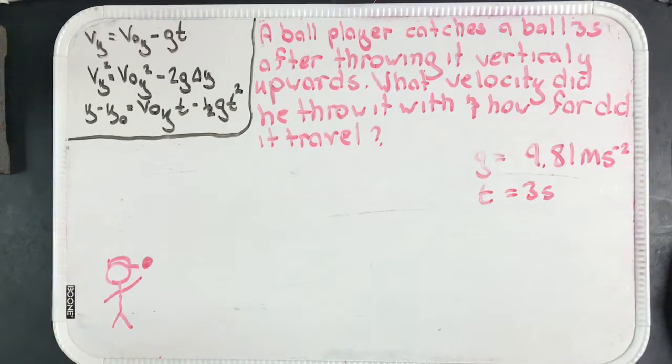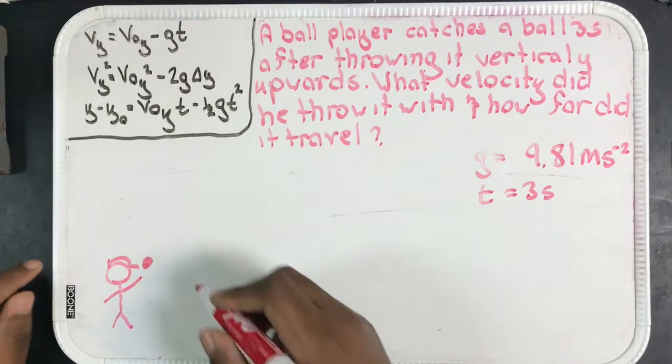And we only know the time that the ball is out of his hands in the air. The time that it takes for the ball to leave his hand and come back to his hand is 3 seconds. So other than that, we're pretty much in the dark here. However, let's see if we can draw the situation.